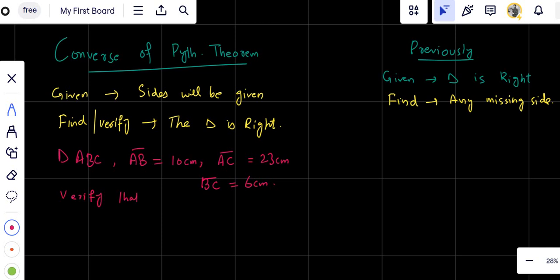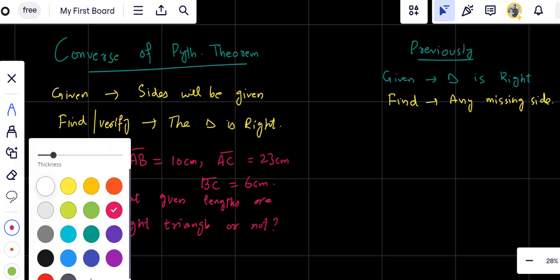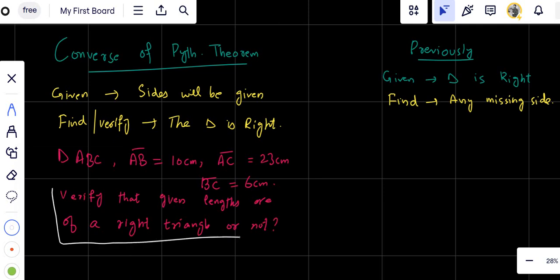that the given lengths are of a right triangle or not. So this is the requirement of this question, and this is the information we have.